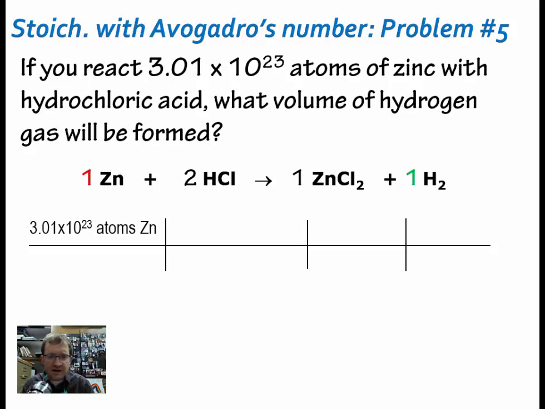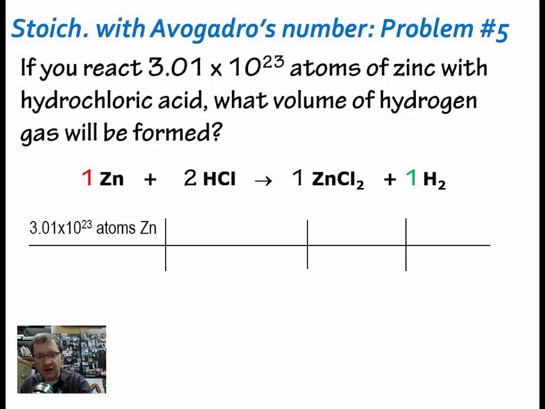But 3.01 times 10 to the 23rd atoms of zinc, we need to convert that to moles. The beginning of any stoichiometry problem after you've balanced the equation is to convert to moles if it's not already in moles, because that's how we relate substances to each other. So we've got atoms here. That's clearly not moles. Let's convert it to moles.